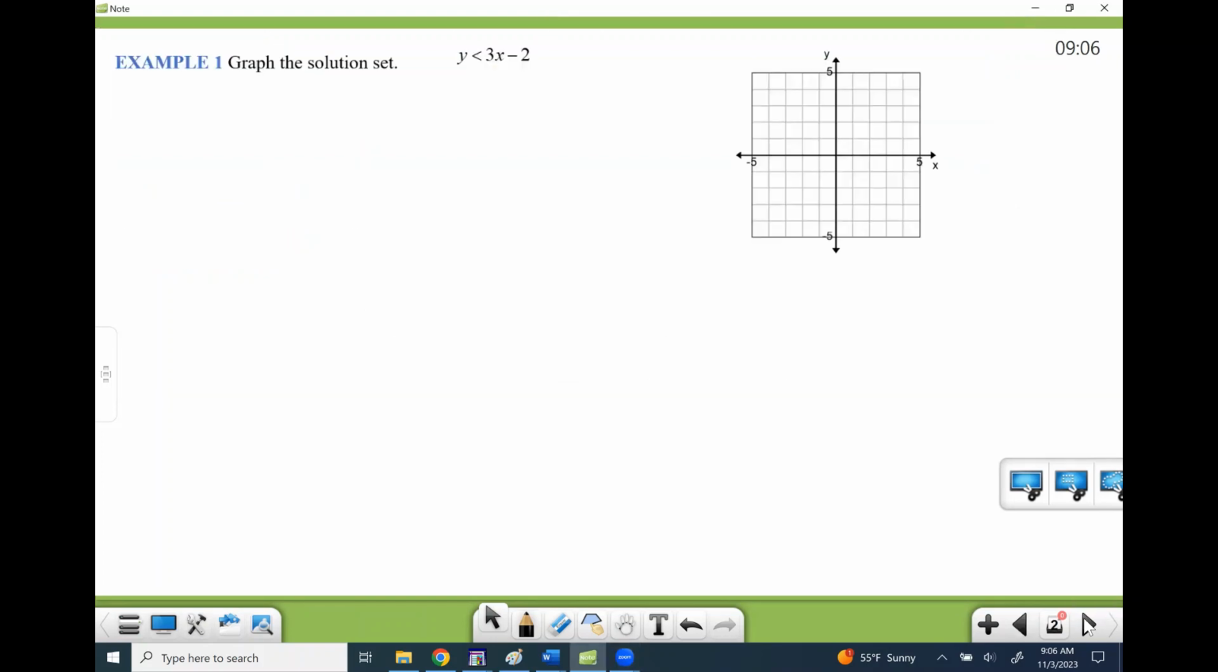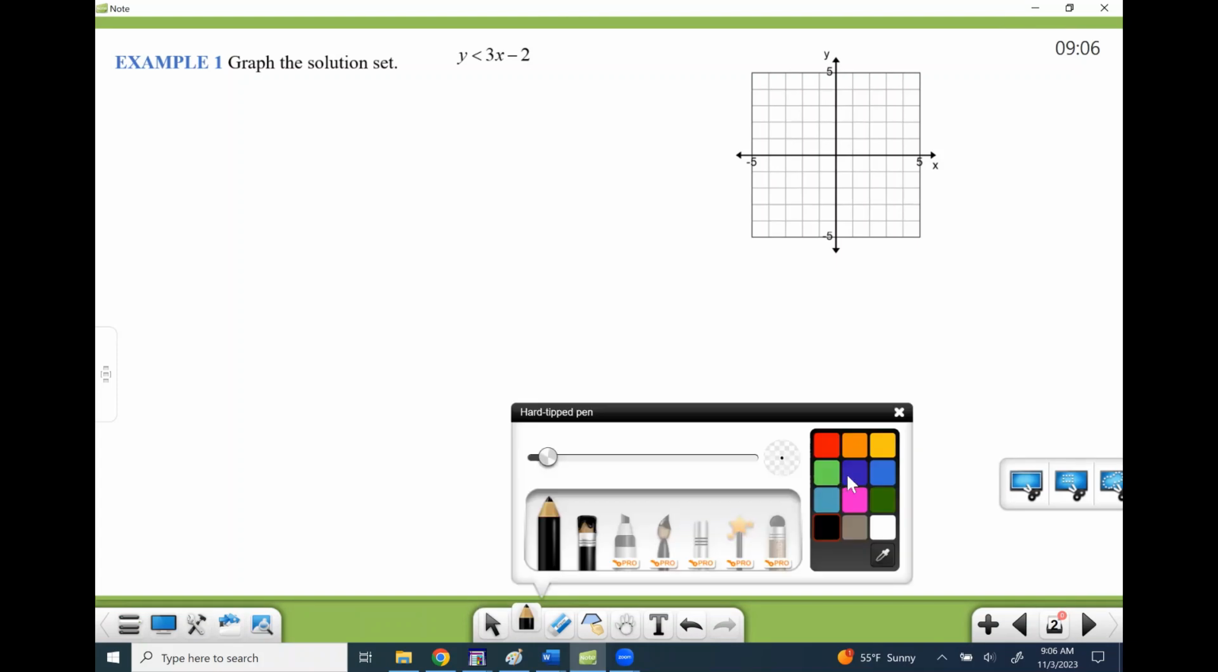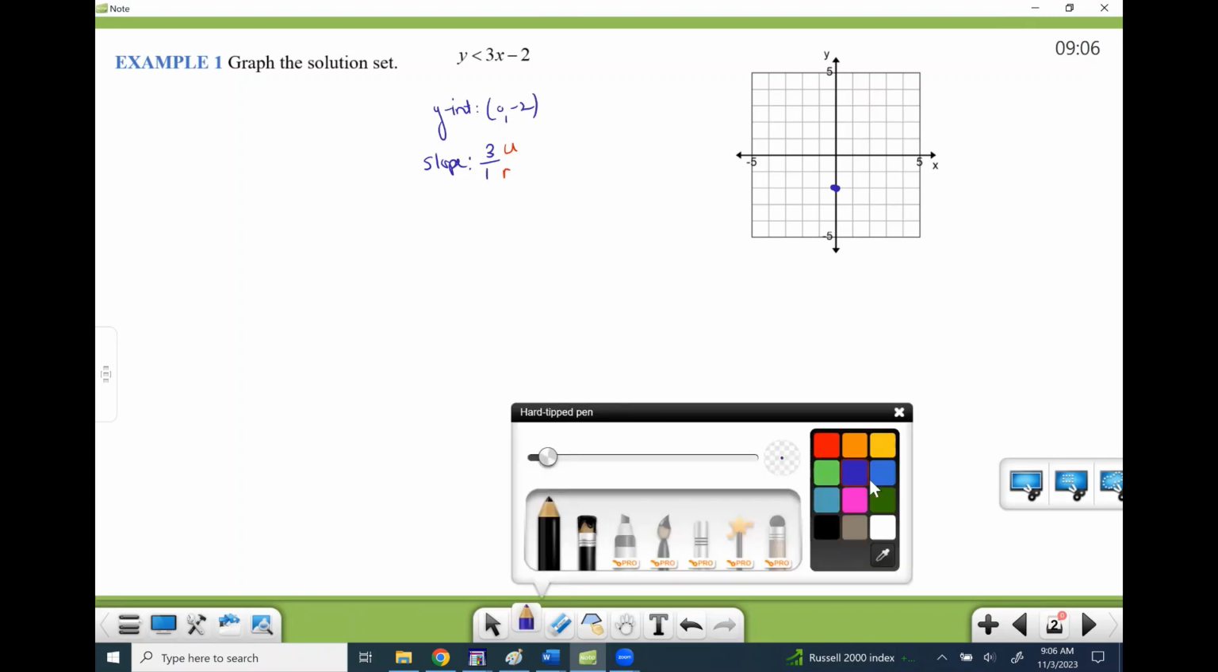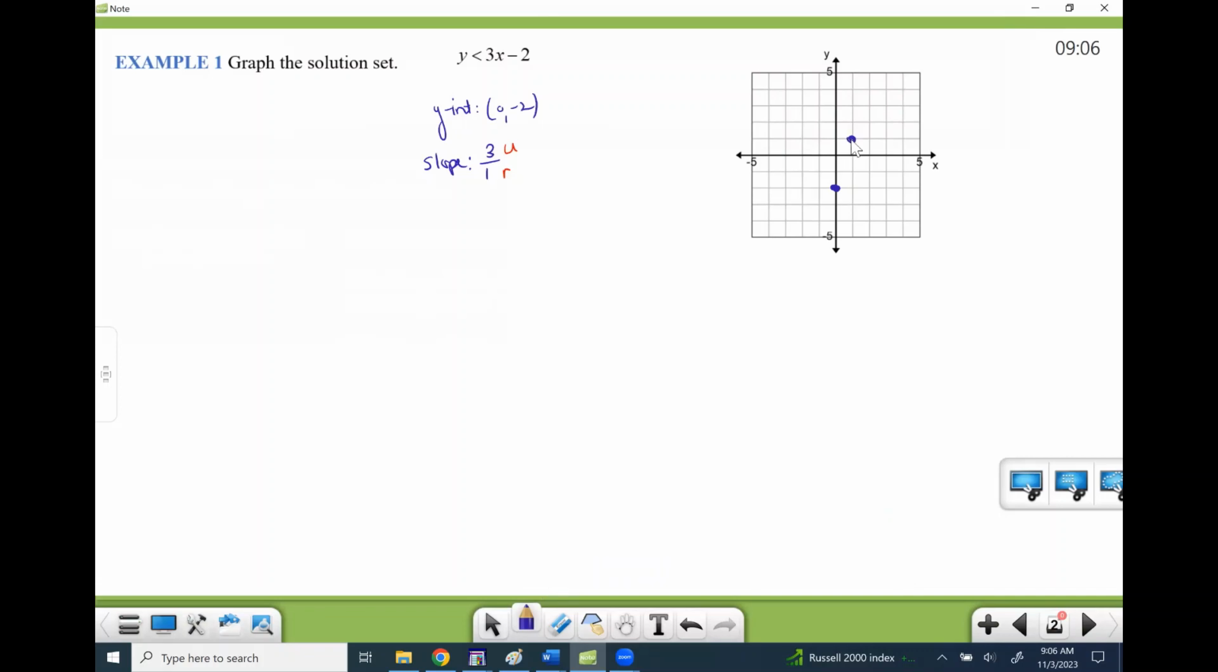Okay, so we'll start off with one where it's already in y equals mx plus b. So we can see that the y-intercept is going to be 0, -2. So let's go ahead and start with our y-intercept. And then we can see that the slope, the m of the y equals mx plus b, is 3. So 3/1. Because the 3 is positive, we're going to go up, and because the 1 is positive, we're going to go to the right. From that dot we made, let's go up 1, 2, 3/1. We could also go down 3, left 1, and that would give us the same line.